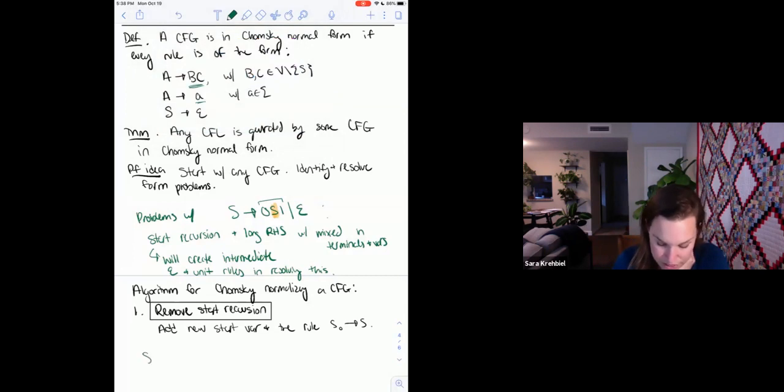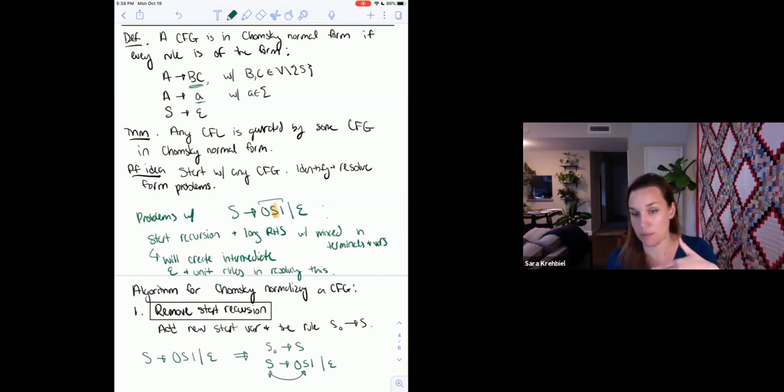So what does this look like in this example? We have this start recursion where we have an S on the right-hand side. We're going to create an S naught and say that goes to S. And then we still have S goes to 0S1 and epsilon. And we still have this recursion, which is good because we want recursion because we want to keep replicating as long as we want. But now the recursion is some variable that's not our start variable anymore, so that's fine.